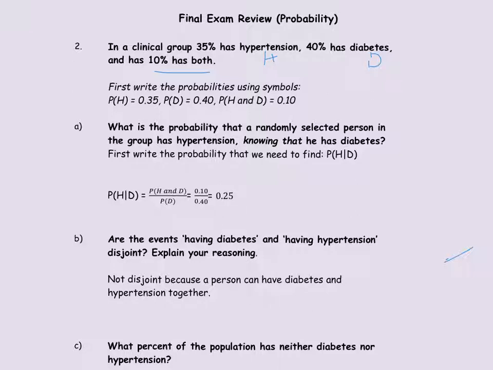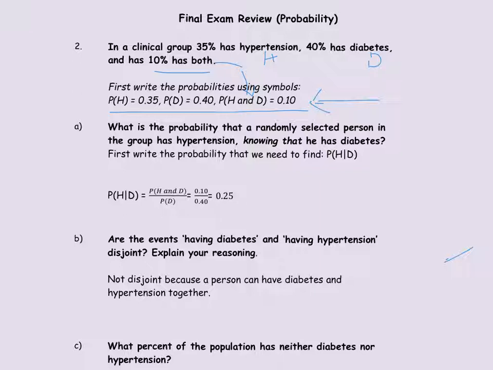So before you do anything else in probability, write down all the probabilities that are given to you in the problem. So in the exact same form as you see here, like an equation. So P of H equals 0.35, P of D equals 0.40. So P of H and D equals 10%, which is 0.10. So we've converted everything to decimals. H for hypertension, D for diabetes, and H and D is for both. Now, once you've written that down, you have everything you need to plug into your formulas if necessary.